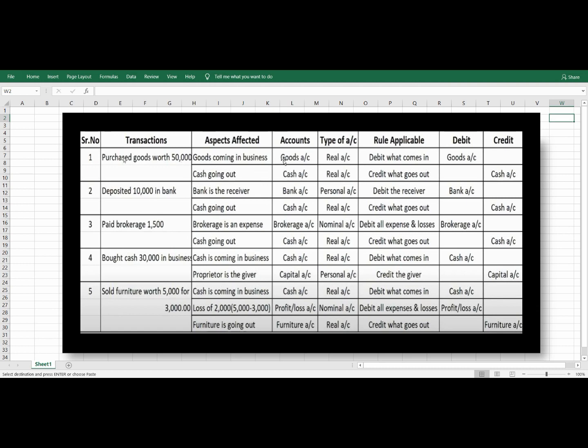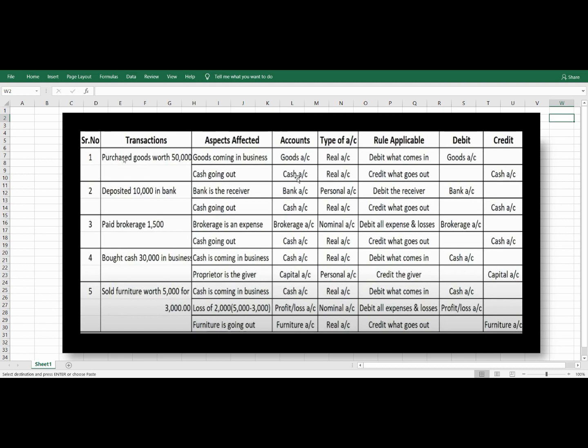So goods account being a real account, the rules of real account will apply. That is, debit what comes in and credit what goes out. Now here in this transaction, we are purchasing goods for business. So the goods are coming into the business. So debit is what comes in, and that is the reason goods account will be debited.